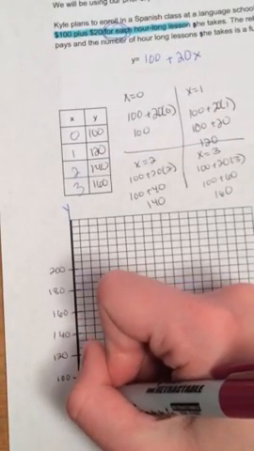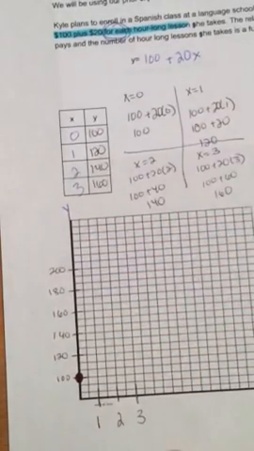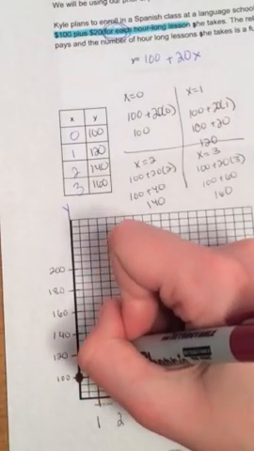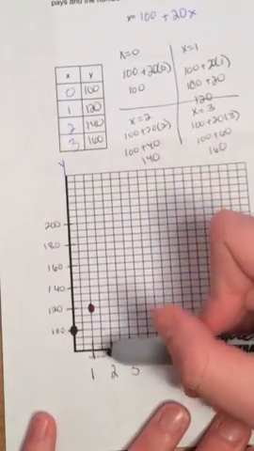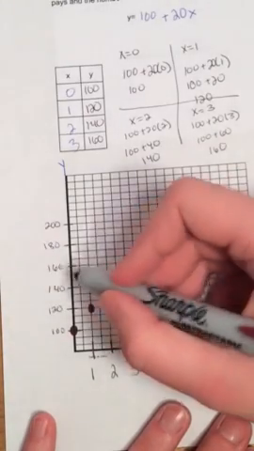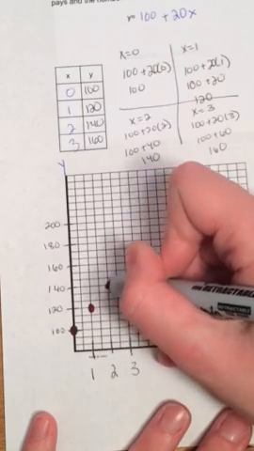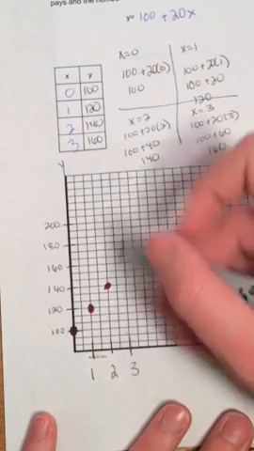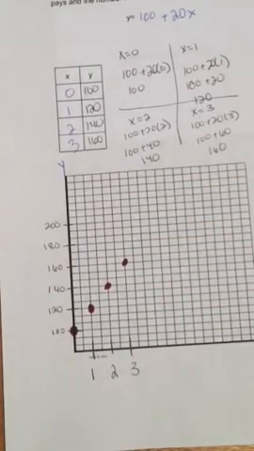So 0, so I'm not moving any of my x, goes to 100. See my point there? 1 goes to 120. You can see that one there. So I just want 120. 2 goes to 140, 2, 140. And 3 goes to 160. Wham, bam, we're done there.